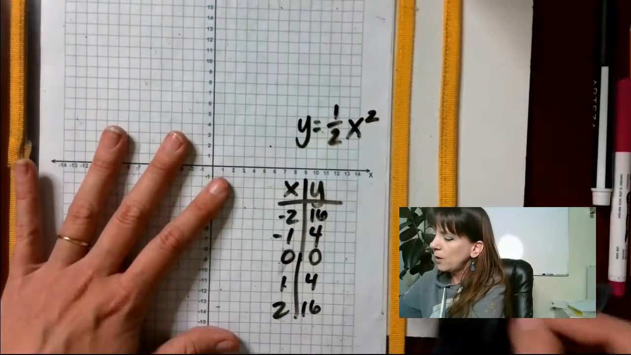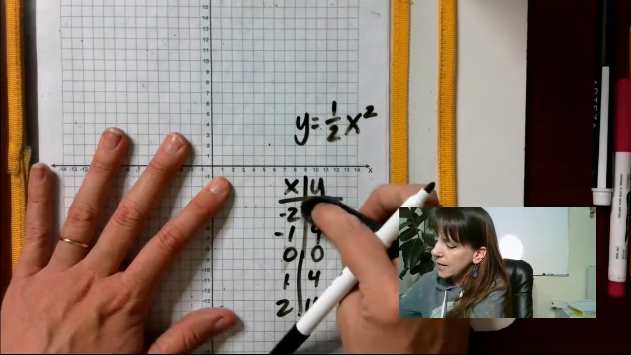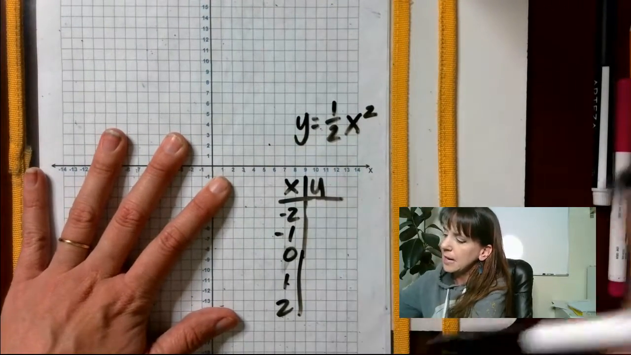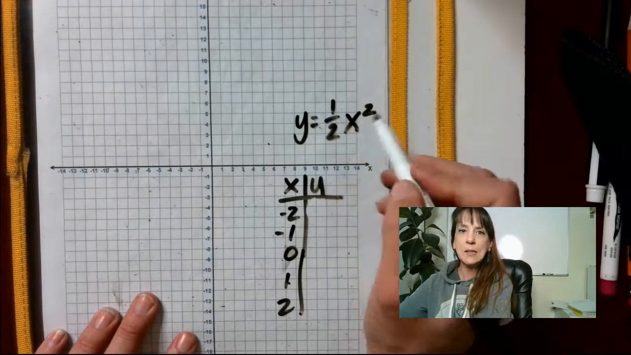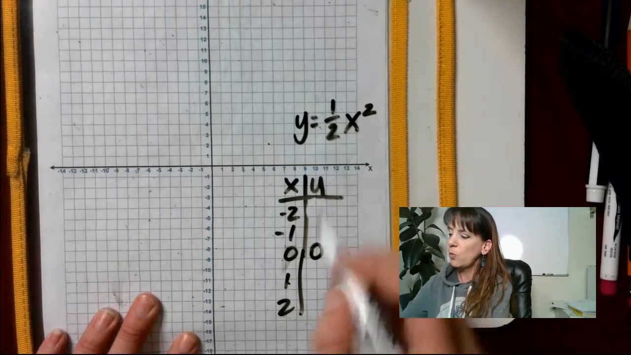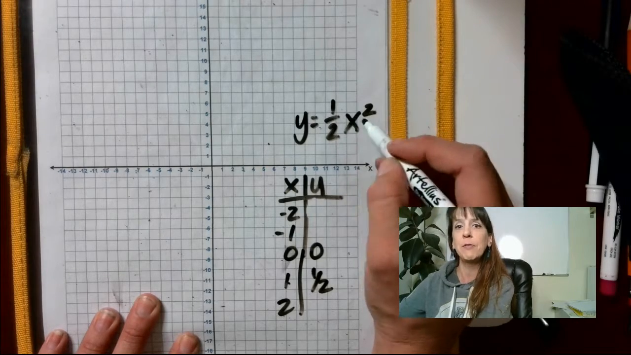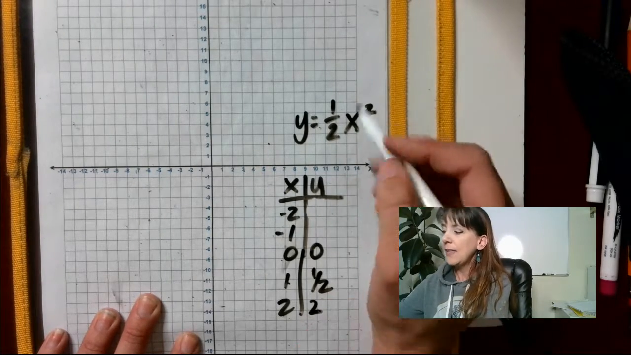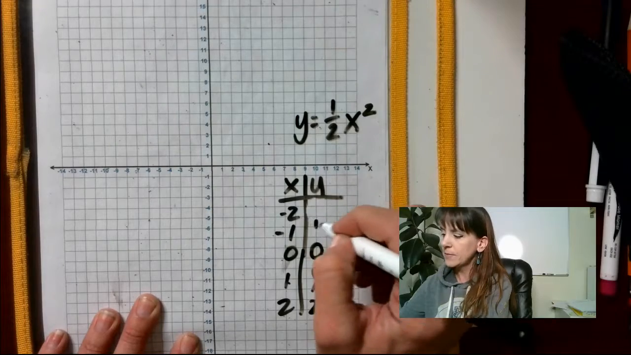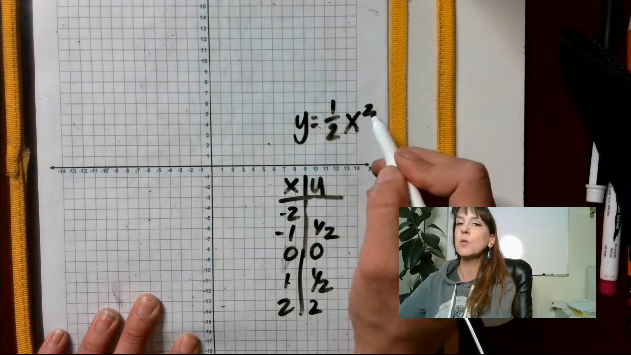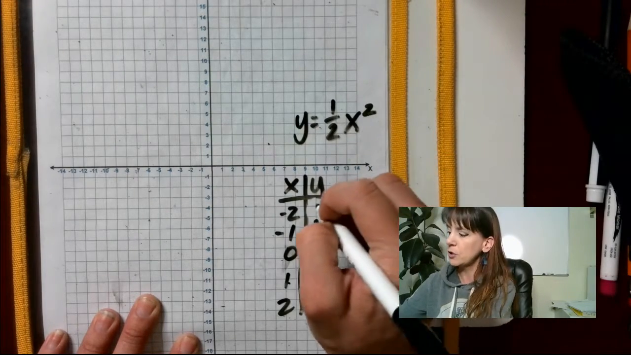Okay, so hopefully you've come back from that. You did an XY chart. Let's do it together and see what you got. All right, if we plug in 0 here, we get 0. If we plug in 1, we get 1/2. If we plug in 2, that's 4. Half of 4 would give us 2. And then -1 would be 1, so that's 1/2. -2 squared is 4, and half of 4 is 2.